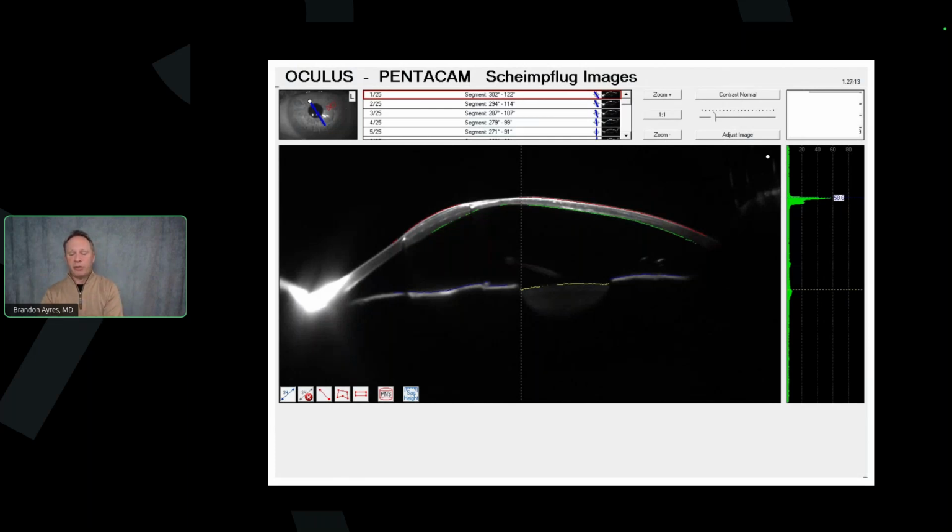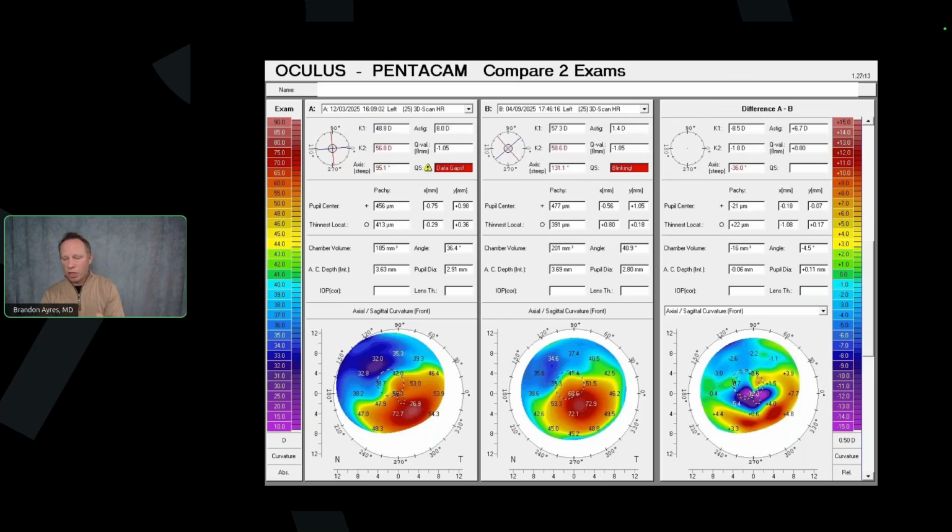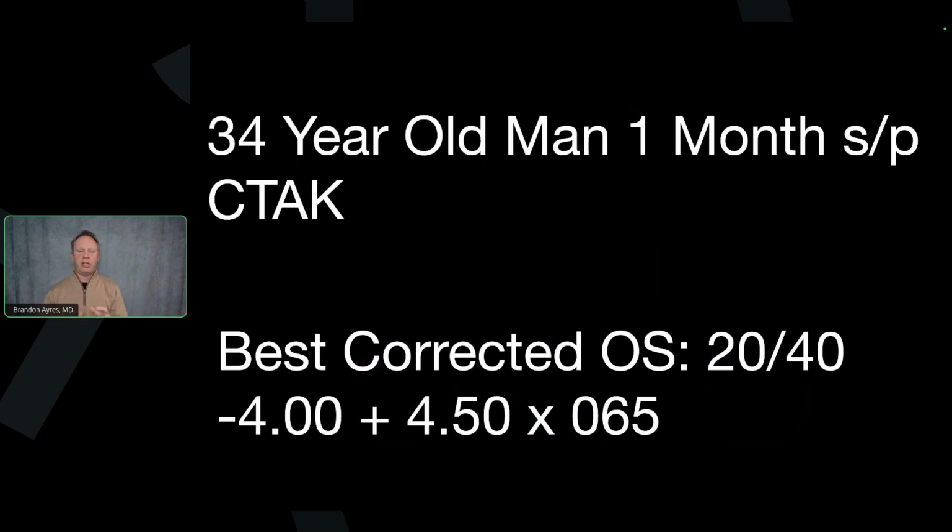This is the difference display. You can see that really impressive flattening. I mean, we're at like 12 diopters of flattening in his cornea from one visit to another. A beautiful way of trying to reverse the effect of keratoconus. And we now have him down to functional vision at 20/40 with refraction of -4 +4 at 65.